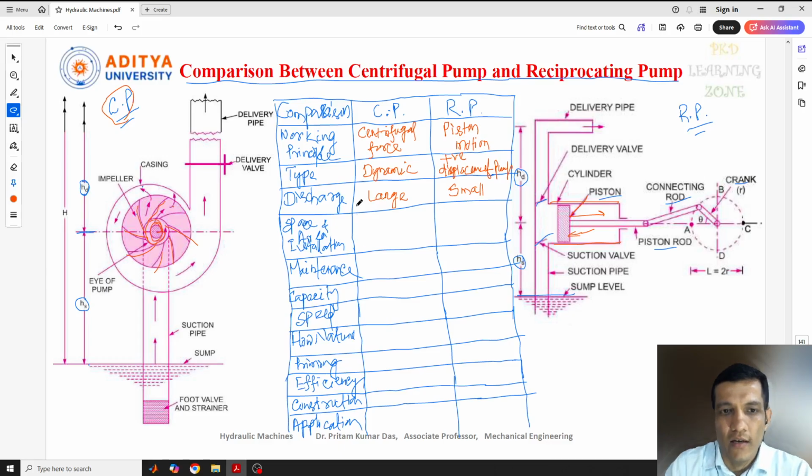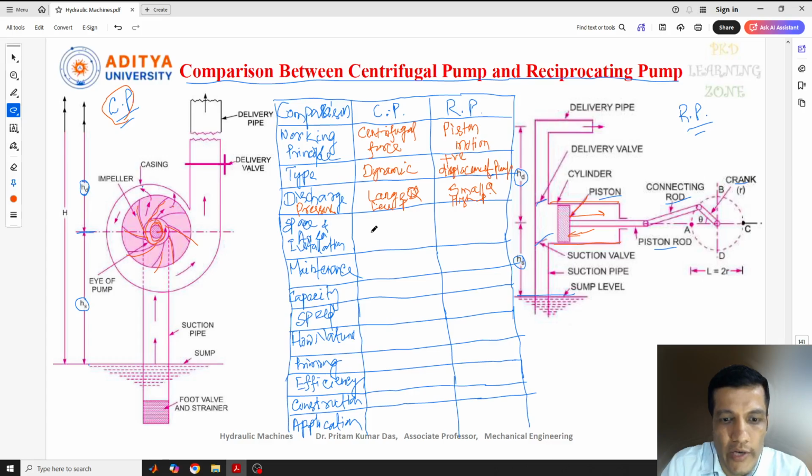Okay. One more thing I'll add here along with the discharge: we can write the pressure also. What about the pressure for the pump particularly? When there is a large discharge, the pressure here will be less. So large discharge Q, but less pressure. Here small discharge, but high pressure.